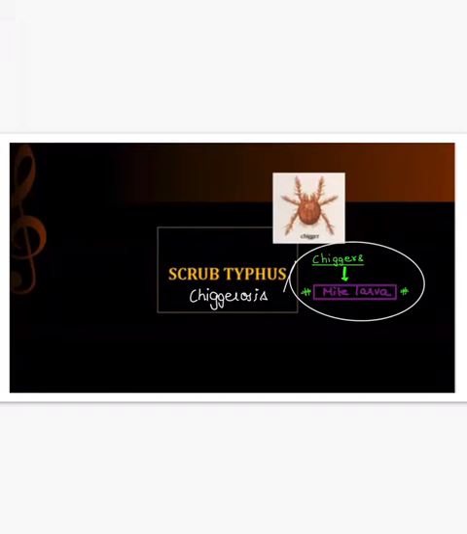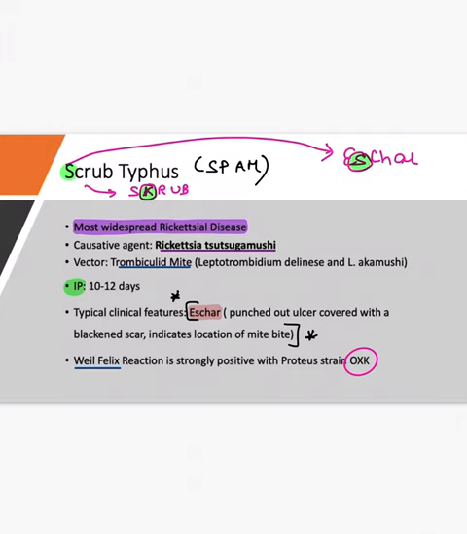Now, guys, coming on to scrub typhus. This is the most widespread and most common disease of the group. The causative agent is Rickettsia tsutsugamushi, and the important vector is the mite. But what is the name of the mite in the PSM mnemonic? For scrub typhus, it is the trombiculid mite.